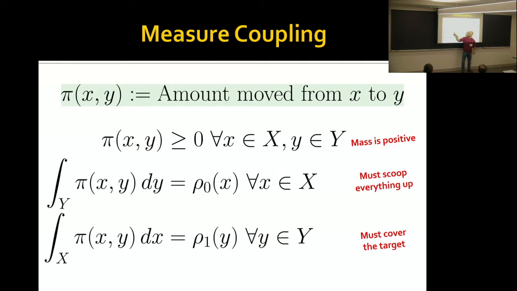When I integrate over all y, this is like saying all of the snow at x integrated over all of the possible targets. What should I get? Well, I should get the total amount of snow that starts out at x. And similarly, when I flip the roles, I should get how much ends up at y. And any function that satisfies these three constraints is called a transport plan.